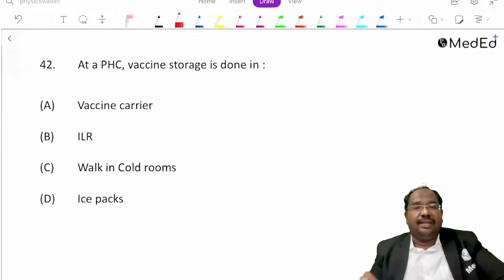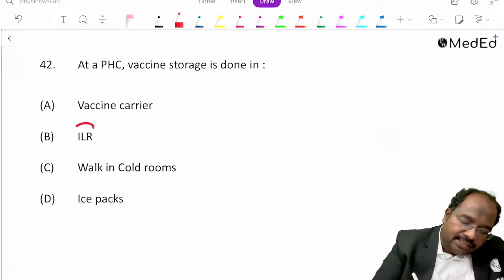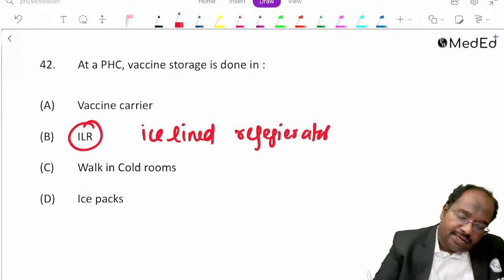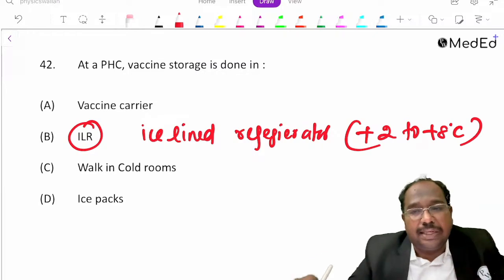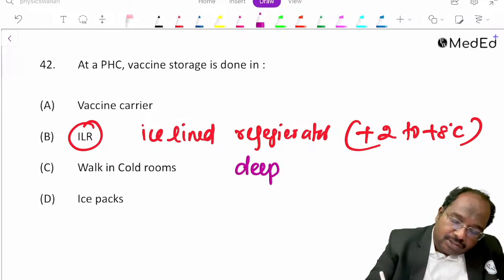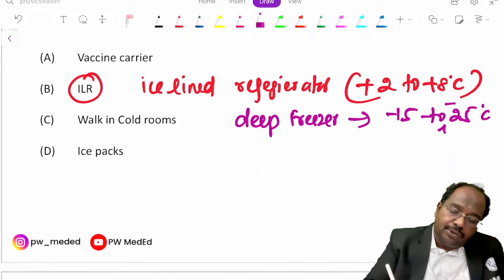In a PHC, where is the vaccine storage done? Remember, in a PHC we store the vaccines in the ILR, the ice-lined refrigerator. It will maintain the temperature of +2 to +8 degrees Celsius. One more equipment will be there in a PHC, that is called the deep freezer. That will be between -15 to -25 degrees Celsius.